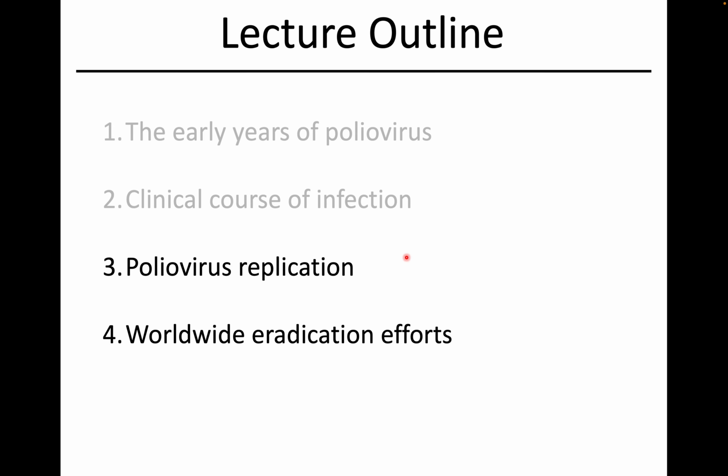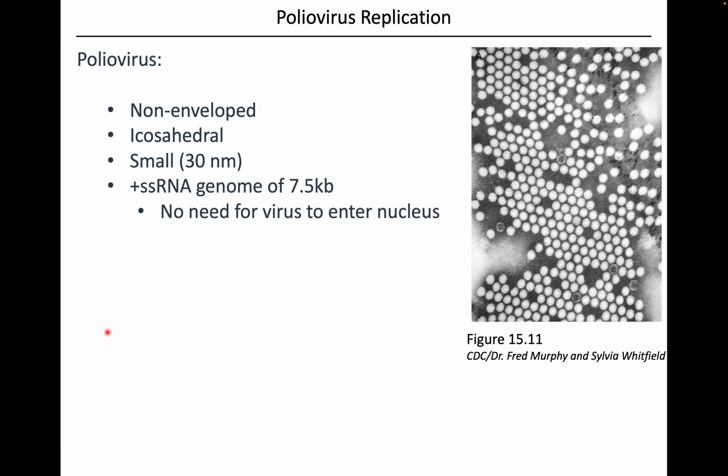Okay, this is the second half of Chapter 15 on poliovirus. We're going to go through the poliovirus replication cycle. Thankfully, it's a pretty simple, straightforward cycle. And then talk just briefly about some of the eradication efforts.